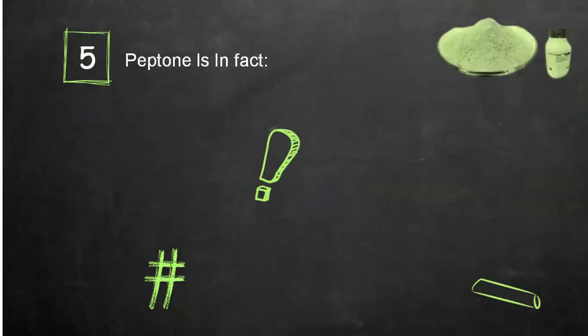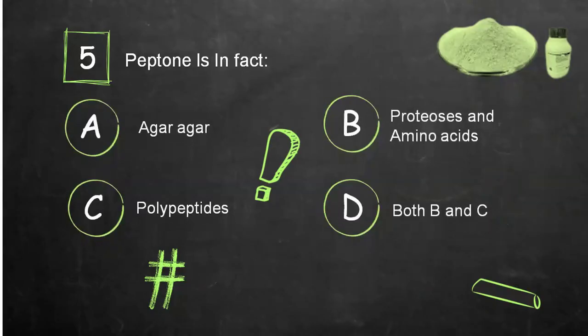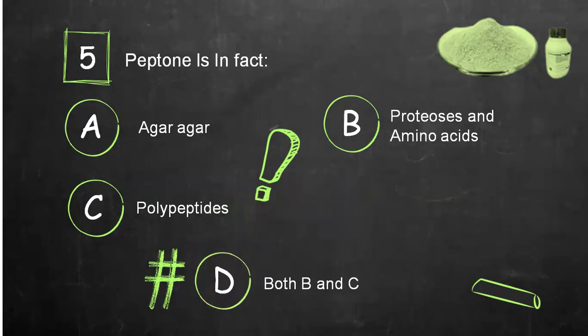Next question, peptone is in fact, so what is meant by peptone? Option A, agar-agar. Option B, proteases and amino acids. Option C, polypeptides. And option D, both B and C, which means proteases and amino acids and polypeptides. So here the right answer is option D, that is both B and C. Peptone consists of proteases, amino acids and polypeptides.